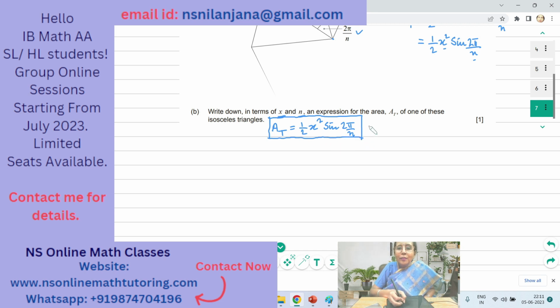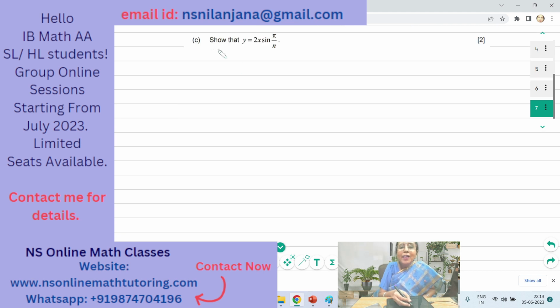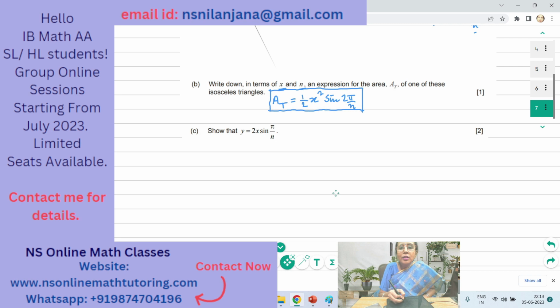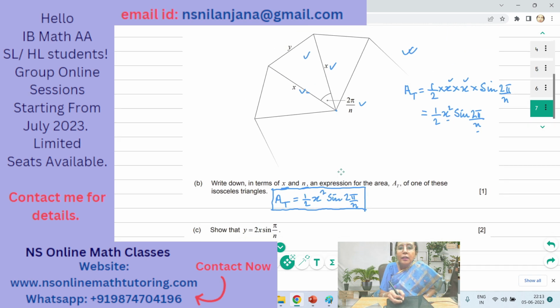Okay, we have completed answering subpart B. Moving on to the next subpart. Subpart C. Show that y equals 2x times sine pi over n. So what is y? Where is y? This y is the side length of the third side of this isosceles triangle, or any isosceles triangle.